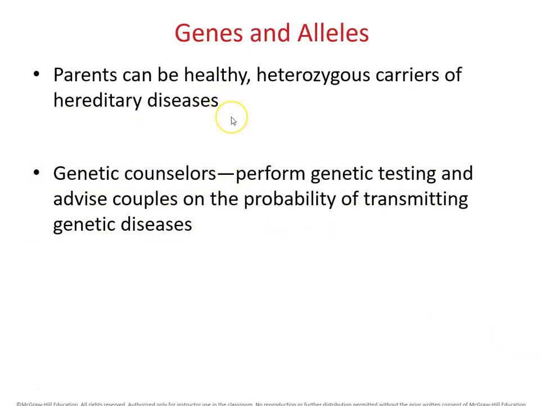So sometimes genes carry alleles that relate to diseases, and we could have individuals who are healthy, who are carriers of a disease, or who have a disease. And there's an entire career of genetic counseling that helps people who are interested in having children or who have already had children, and advises them on the chances that their offspring will have certain genetic diseases.